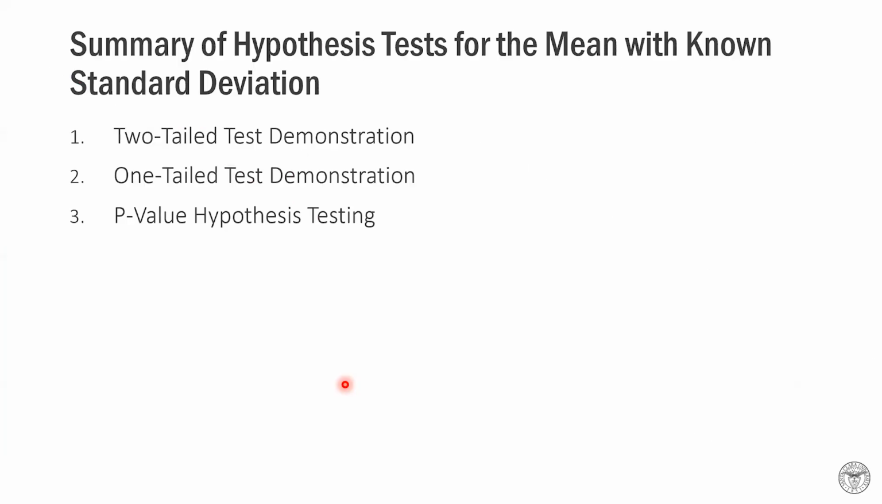In summary, in this video, we have discussed the hypothesis test for the mean with known standard deviation. In specific, we have talked about two-tail test and one-tail test. We have also introduced the concepts of p-value and shown how to use p-value in hypothesis testing.